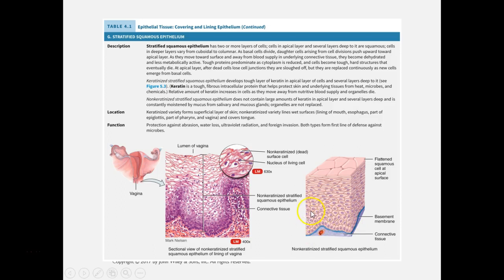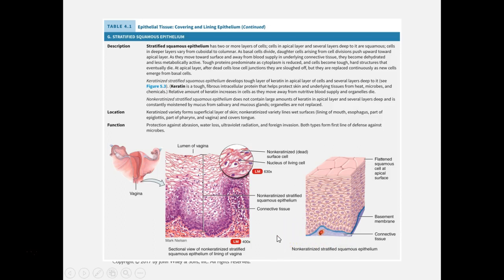And then as you go up, the cells are getting flatter and flatter, and up here in the most superficial layers, you can see they are very flat in their appearance. There's several reasons for that we'll look at as we continue to study tissues, especially the skin. But for right now, just realize that the closer to the surface these cells get, the farther away they are from that vascular supply down here in the connective tissue.